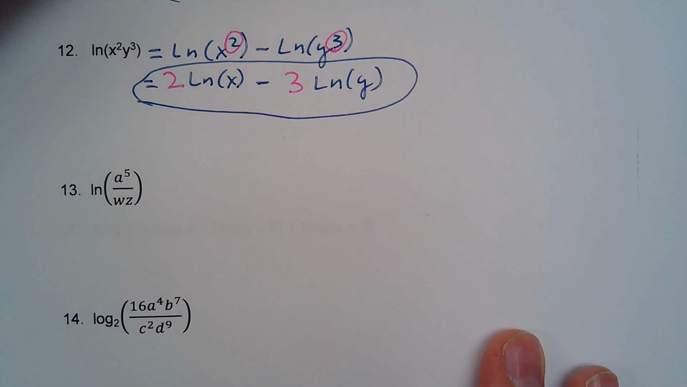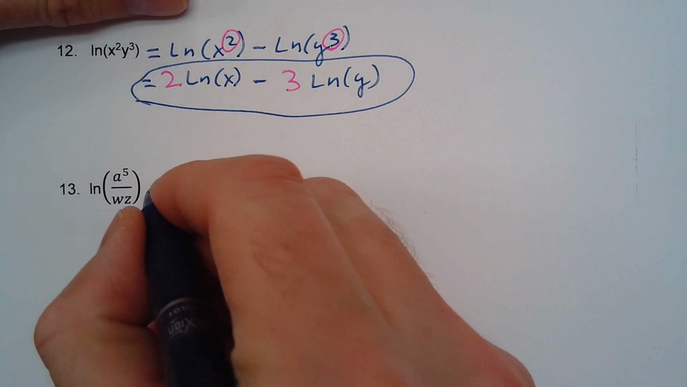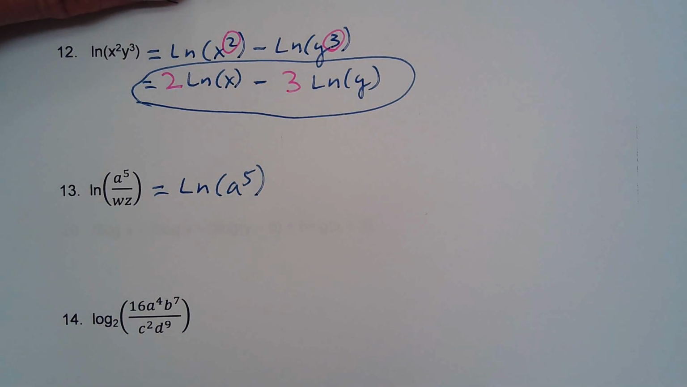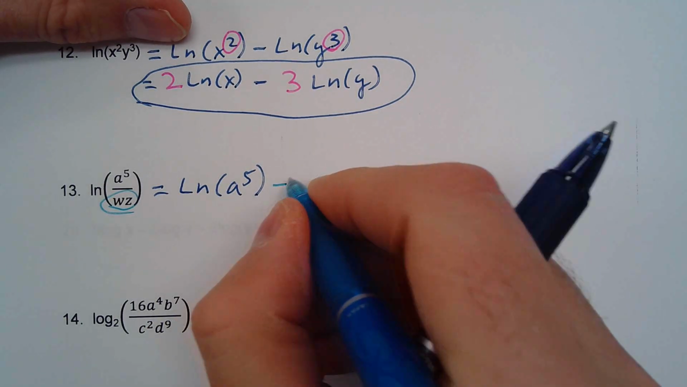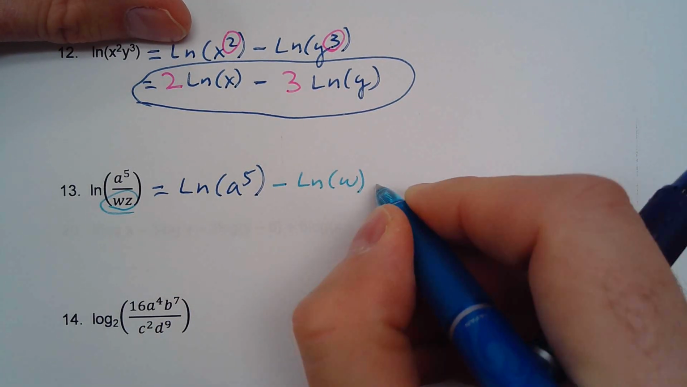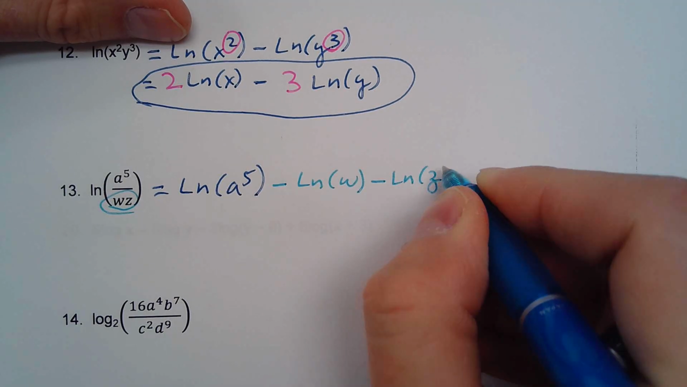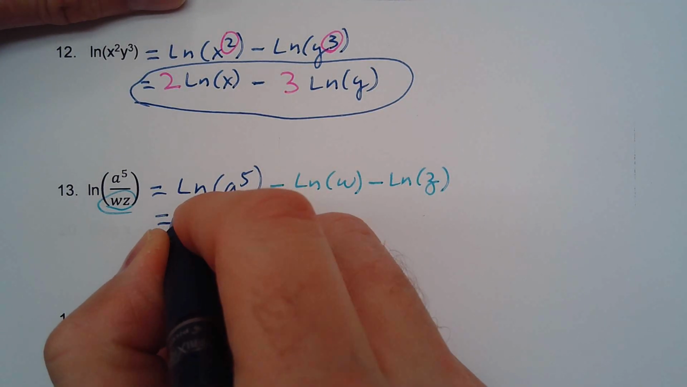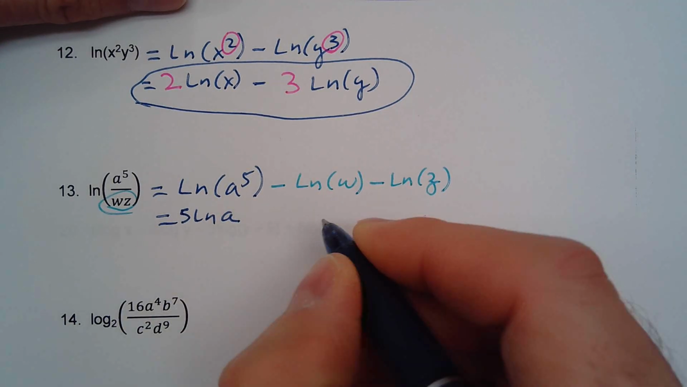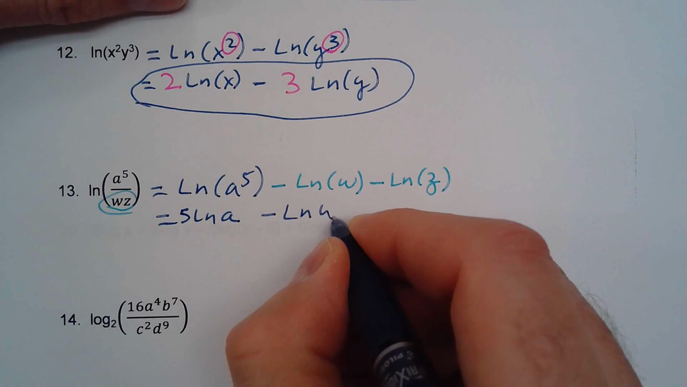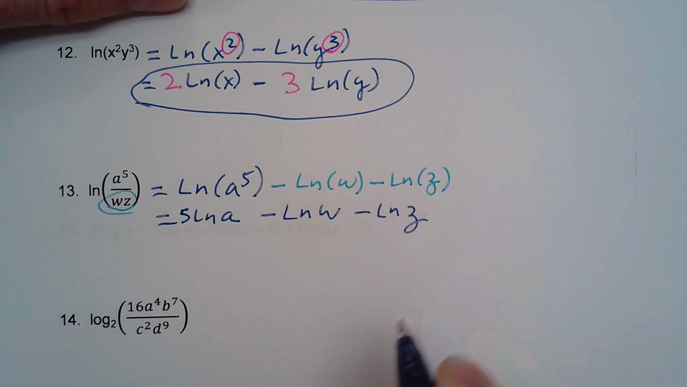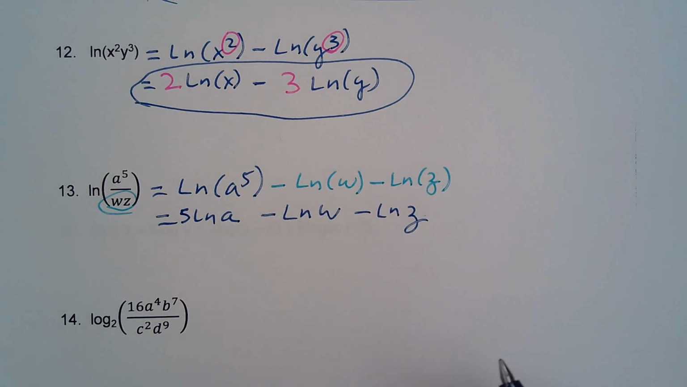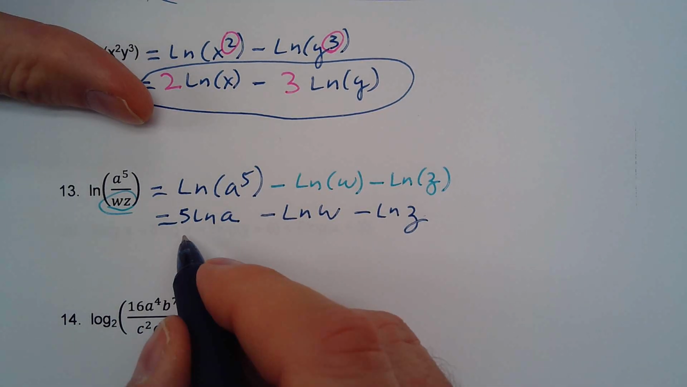Let's take a look at number 13. So I have an a to the 5th in the numerator, so that's natural log of a to the 5th. And then I have these factors of w and z in the denominator, so it'd be minus natural log of w minus natural log of z. We go ahead and bring the 5 out in front, so it'd be 5 natural log of a minus natural log of w minus natural log of z. And here I wrote it without the parentheses because that's usually how they write it in ALEKS and also in the textbook.